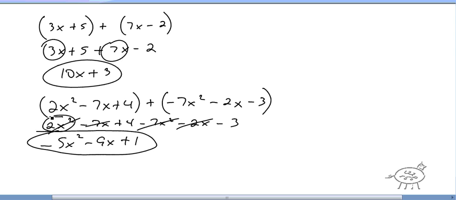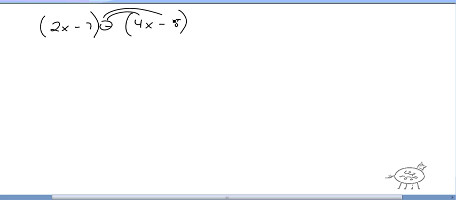Okay, so sometimes I've taught my students in the past to circle the term that belongs with the sign. So it's 2x squared, negative 7x, positive 4, negative 7x squared, negative 2x, negative 3. Because that kind of helps a little bit to link the sign with the number. Because what happens a lot of times is people kind of forget that sign and they don't carry that down. So that's very bad. It's very sad. Okay? All right, so that's addition.